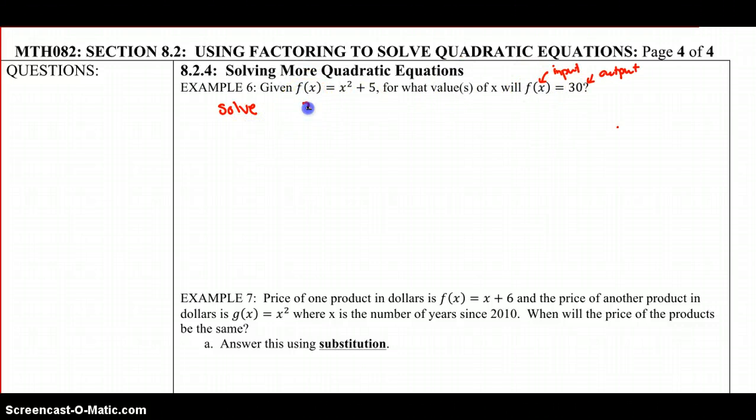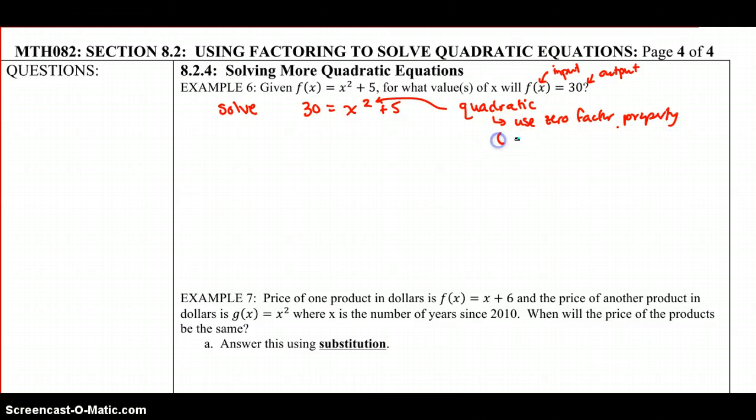For f of x, we're going to replace that with 30 and get x squared plus 5. We should notice that we have a quadratic equation and not a linear equation. We've got an x squared term, and again we can have optional constant or x terms. To solve a quadratic equation, we want to be able to use the zero factor property, which means we want to get this in a form where we have 0 equal, and on the other side we have our expression factored. If we're looking at what we have now, we don't have any of this. So we start by getting a 0.